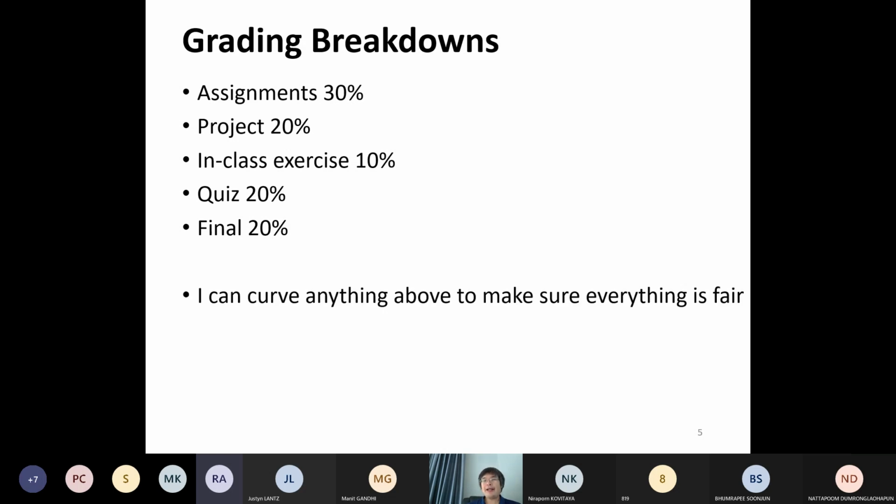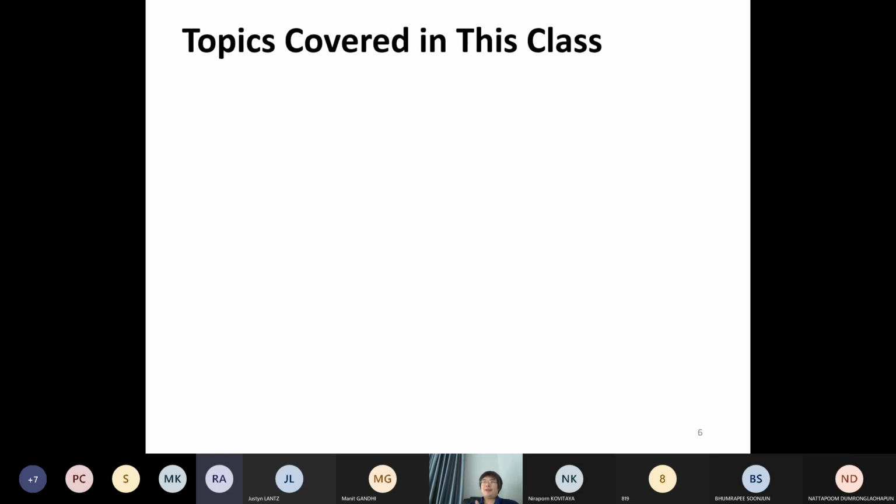And I can curve anything above to make sure everything is fair. Basically, I want to make sure I don't make a class too easy, or, as happens in many of my classes, too hard. I'll look at the curve and see how to curve it. Any questions so far before we go to topics that have been covered in this class?